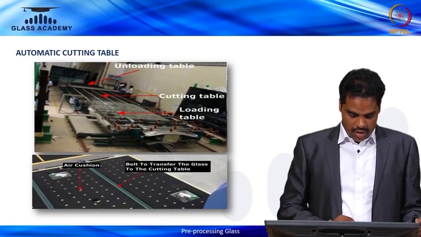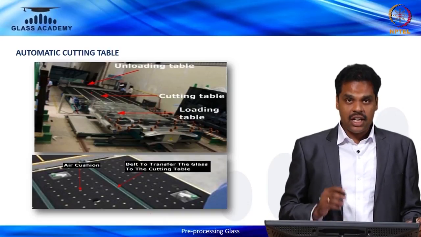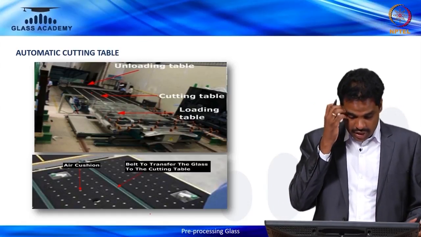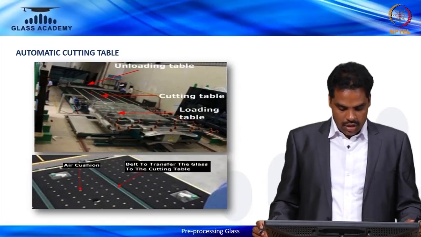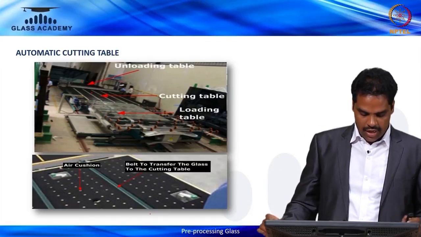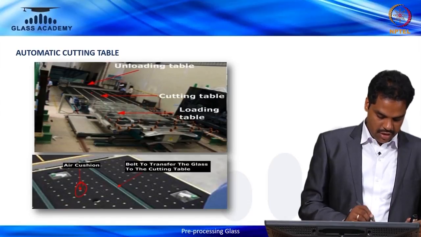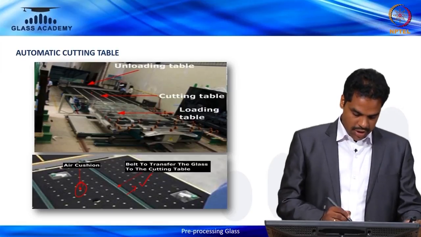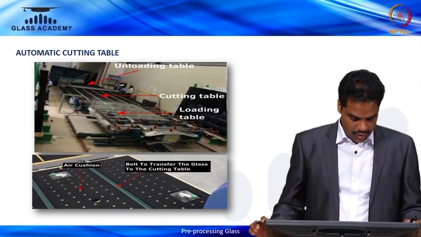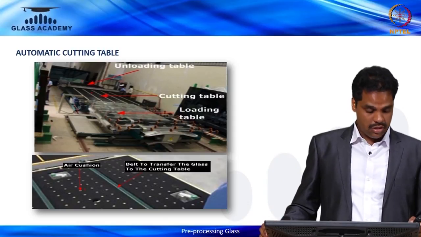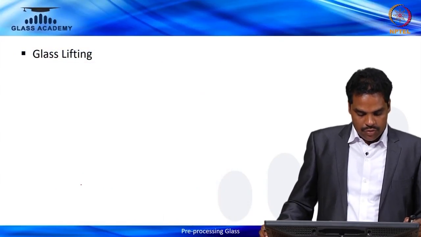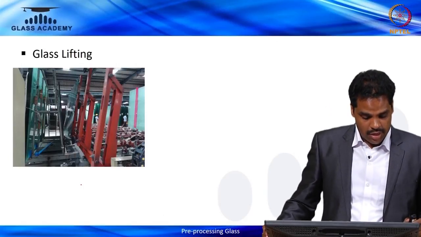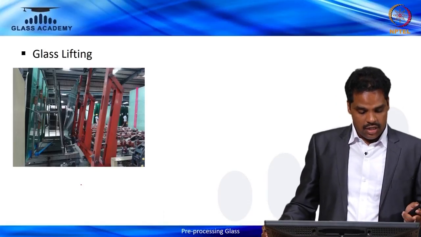And there will be a felt which is used to transfer the glass from section to section, from the loading table to the cutting table to the unloading table. So please ensure that the air cushion nozzles are free from dust, and please ensure the felt condition is good. These are the points you need to take care of before you start your cutting process, as we discussed earlier.